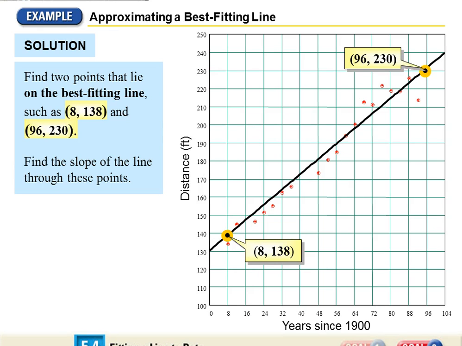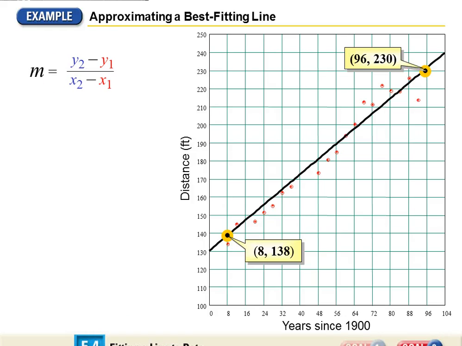We find the slope. If we want to write an equation for a line, we need to know the slope. So we're going to do that by using the slope formula, y2 minus y1 over x2 minus x1. And given the 2 points we have, we can do exactly that. So I'm going to take 230 minus 138, divided by 96 minus 8, and that will give us the slope.